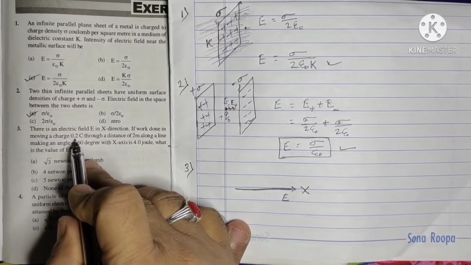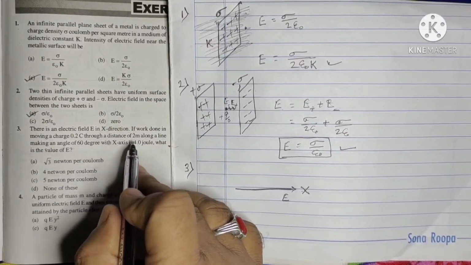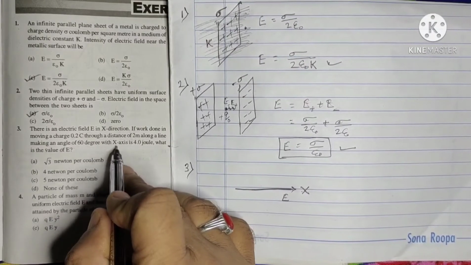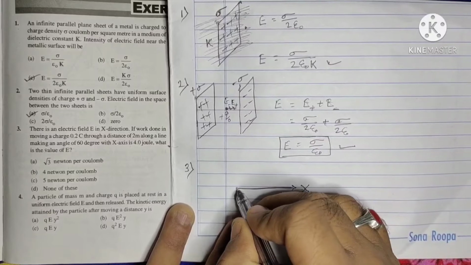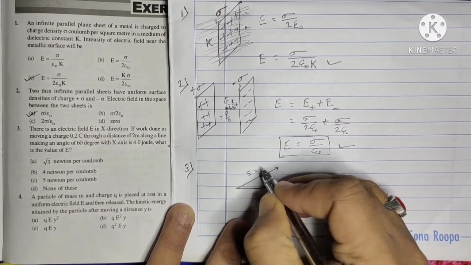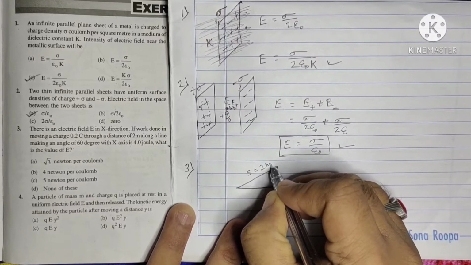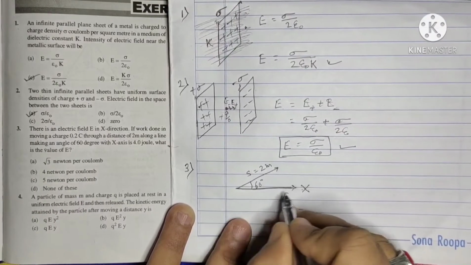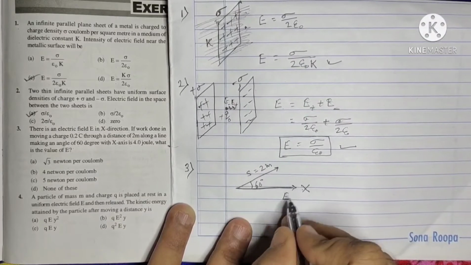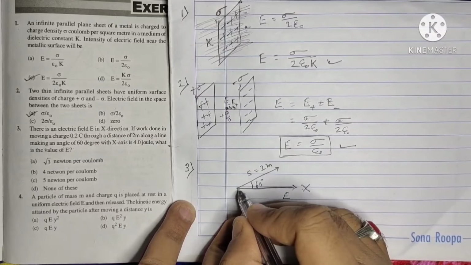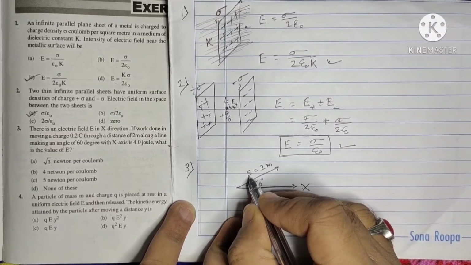and he is telling that a charge of 0.2 coulomb is moved a distance of 2 meter by making an angle of 60 degree with the x-axis. That means the charge is moved in this direction. The distance, that is S, is equal to 2 meter, you have moved by making an angle of 60 degree with the x-axis, that is with the electric field direction. Therefore it moves from here to here, that is the displacement S.